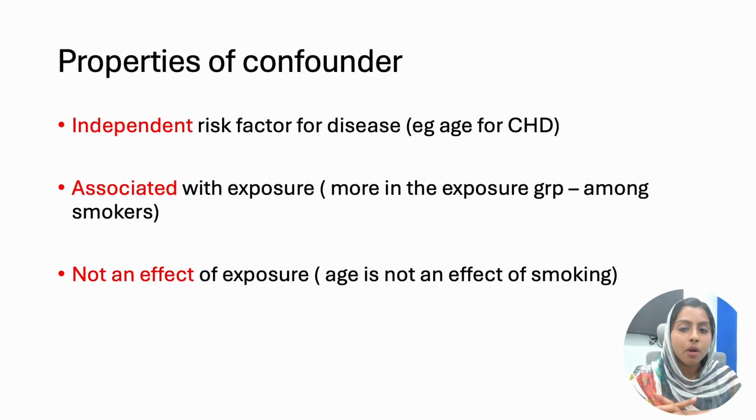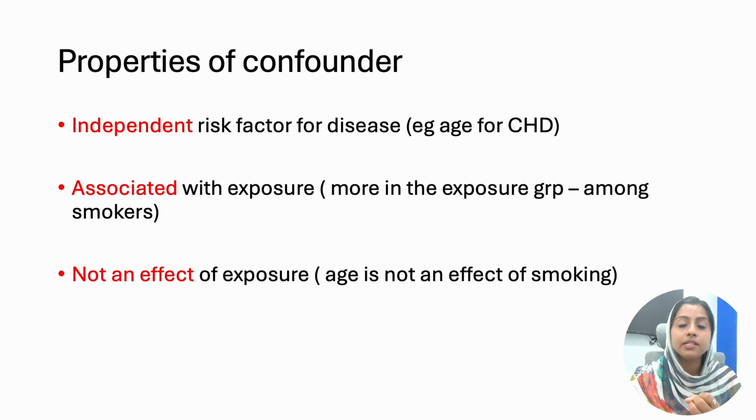So now let's see the properties of the confounder. There are three properties for a confounder. The first one is that it should be an independent risk factor. For example, in the example that we have discussed already, age is an independent risk factor for coronary heart disease. Even if the patient doesn't smoke, if the patient is elderly, it is likely that they have more chance for coronary heart disease.